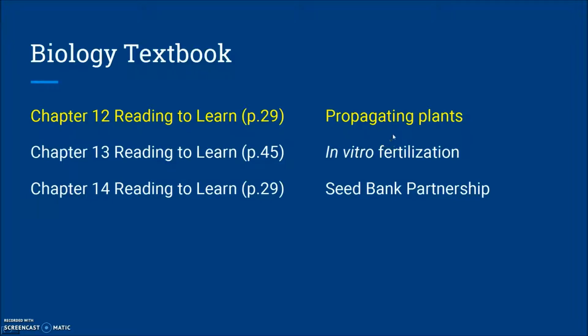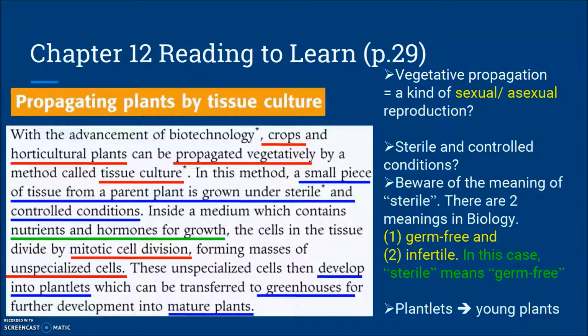So for the biotechnology part, how can we use biotechnology to reproduce the plant? How can we use biotechnology to help some couples to undergo in vitro fertilization to have a baby? And how can we use biotechnology to store the seed to maintain the biodiversity in the ecosystem? So the first part, we talk about tissue culture first. Propagating plants by tissue culture.